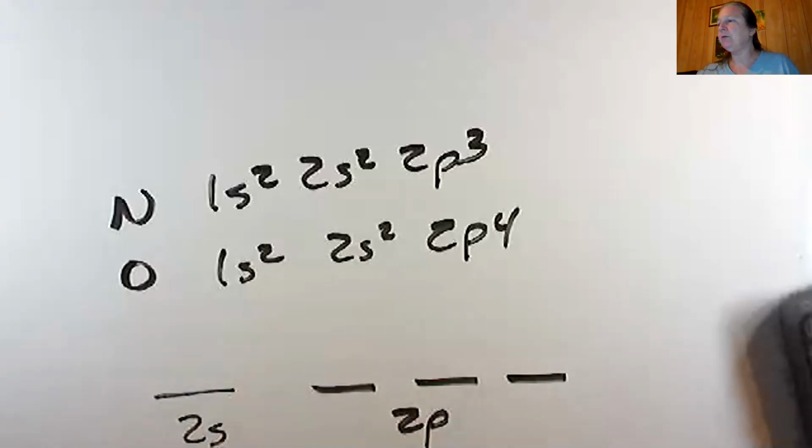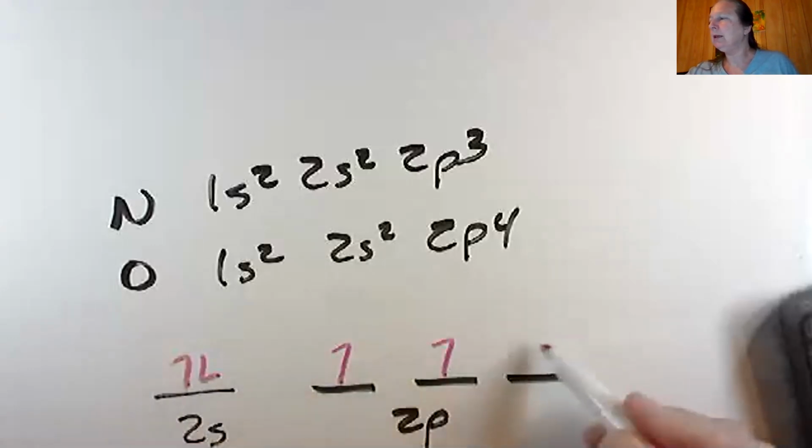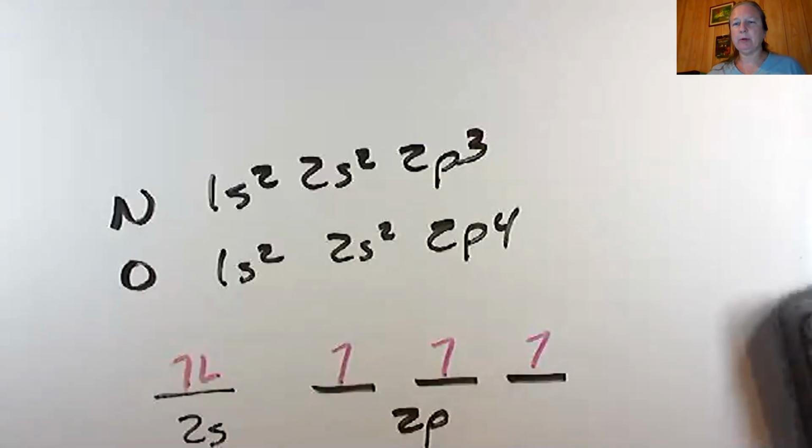Both of these have the filled s. Now nitrogen, we enter 1 electron in each empty orbital. That's the lowest energy configuration. Now, if you remember, a half-filled subshell is stable. The more stable configuration from this is a filled subshell. So this is the next most stable configuration.